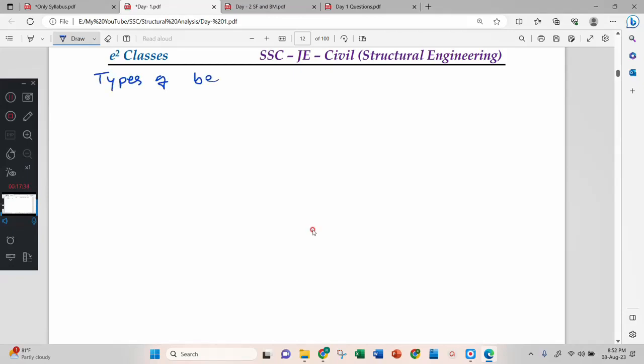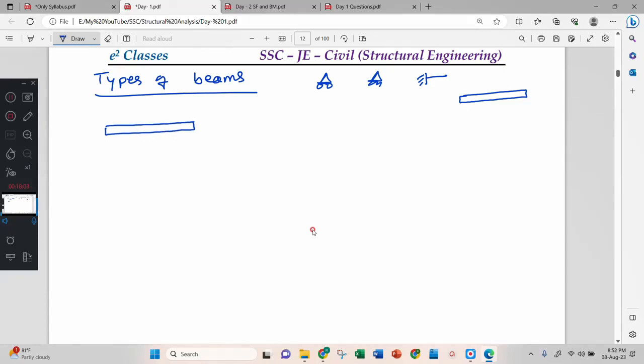Types of beams. For beams, we have to consider a support and a member, then we have to club them. Supports: we have a roller support, hinge support and fixed support. We want a support, and after that we want a member. Member means a horizontal beam, a horizontal member. This is a beam.